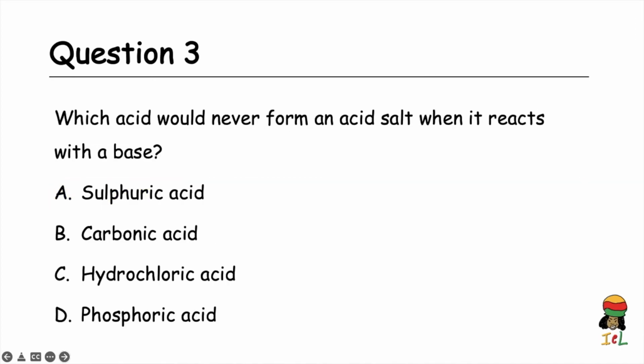Question 3. Which acid would never form an acid salt when it reacts with a base? A. Sulfuric acid. B. Carbonic acid. C. Hydrochloric acid. D. Phosphoric acid. The answer is C. Hydrochloric acid. Remember, hydrochloric acid is a monobasic acid, so it has only one replaceable hydrogen. Once that hydrogen is replaced by the metal ion or the ammonium ion, there are no more hydrogen ions available.